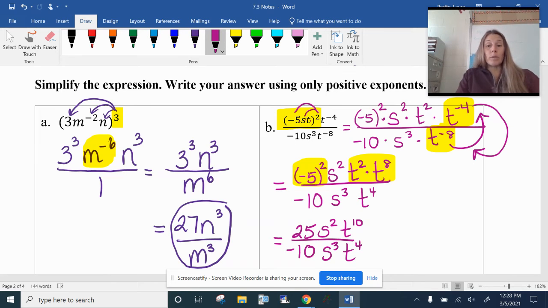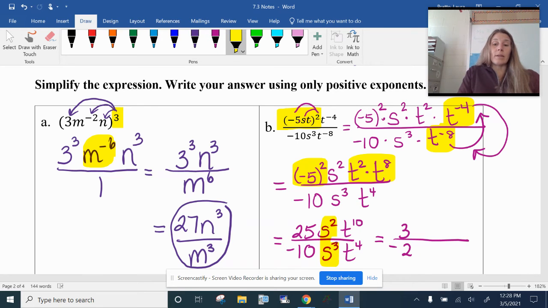So after I multiply, now I'm going to divide. 25 divided by negative 10, you just divide normally. Now 10 doesn't go into 25 evenly, so we're just going to leave it as a fraction in lowest terms, which would be negative 3 over 2.